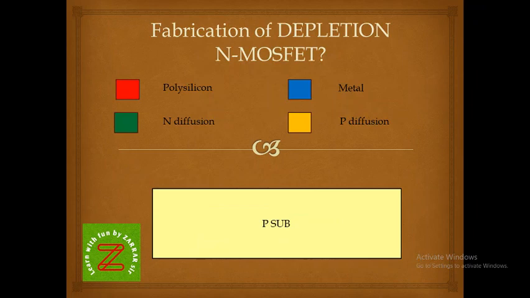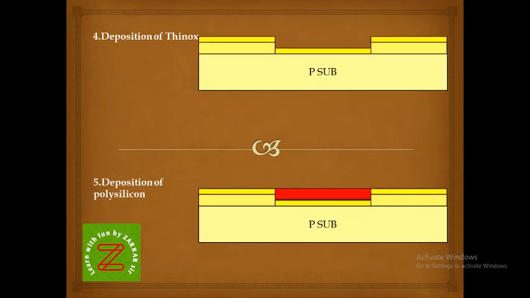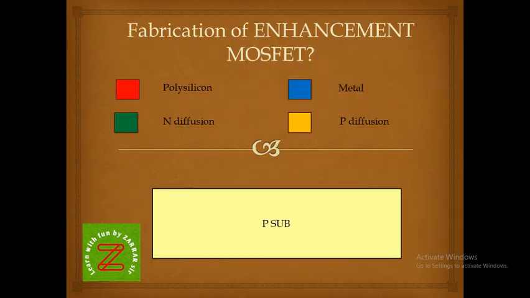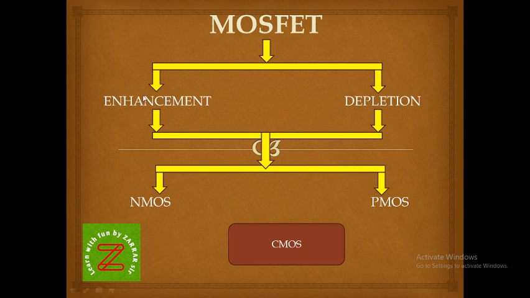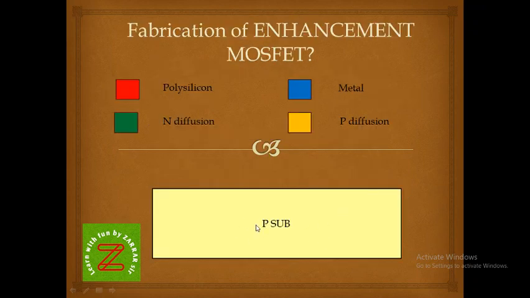Okay, so we have completed, see guys, we have completed depletion and enhancement MOSFET. Okay, in the next lecture, guys, what would be the change for PMOS? The only change for PMOS will be to just replace the substrate and replace the layer of diffusion. So I don't need to revise again and again, but hope you have understood the concept behind it.